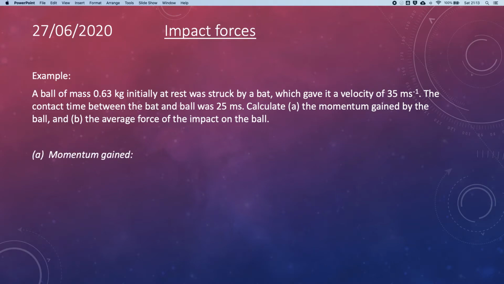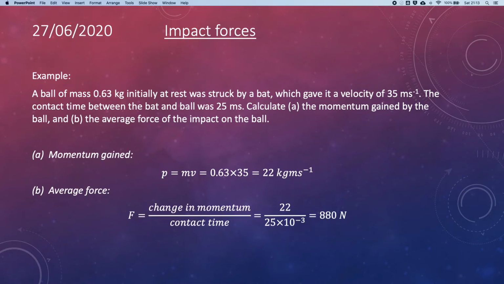A, the momentum gained. We're going to do p equals mv. The mass was 0.63 kilograms, the velocity 35 meters per second, giving us 22 kilogram meters per second. B, the average force. Force is the change in momentum divided by the contact time. The change in momentum we just worked out was 22. The contact time, 25 milliseconds, 25 times 10 to the minus 3, giving us 880 newtons.